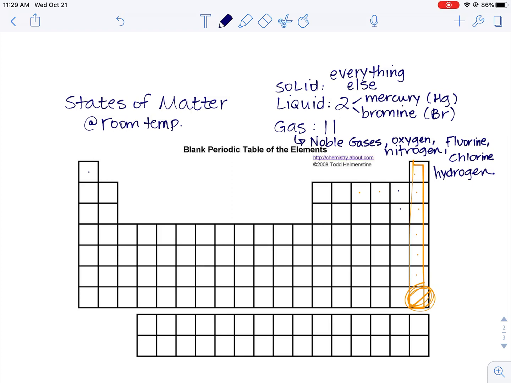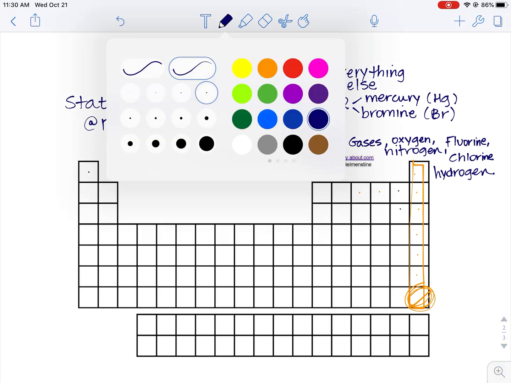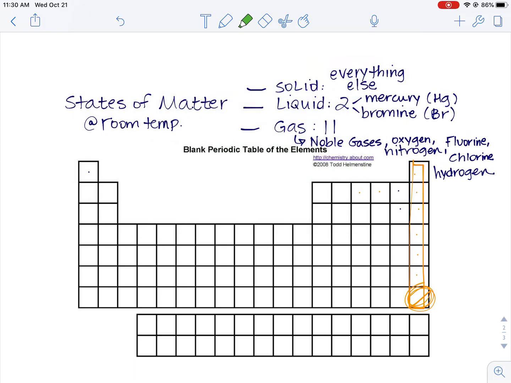So dividing up the periodic table by states of matter isn't really by where the elements are positioned. It's more of just flat out memorizing. There are 2 liquids, mercury and bromine. There are 11 gases, and the gases are sort of clumped together, like we said, the noble gases, and then you've got these 4 here, plus hydrogen. So the gases tend to be clustered together, and then everything else is going to be a solid.